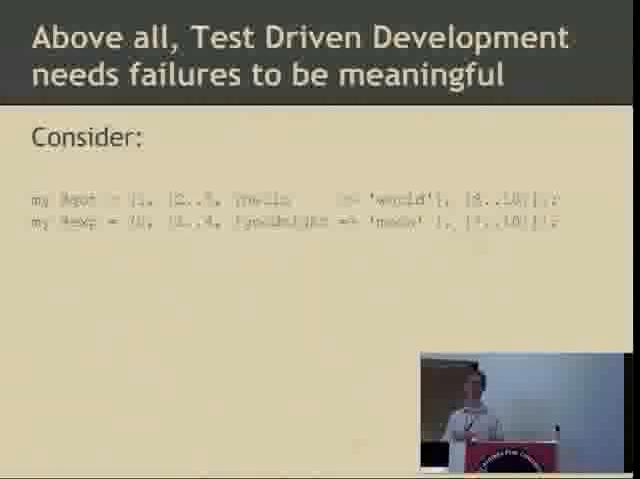But for me, the biggest thing that you need if you're being purely test driven in your development, not writing tests after the fact, but using them to actually guide you through your development process, is that your test failures have to be meaningful. So, how am I going to compare these two data structures here? How would you go about doing that?